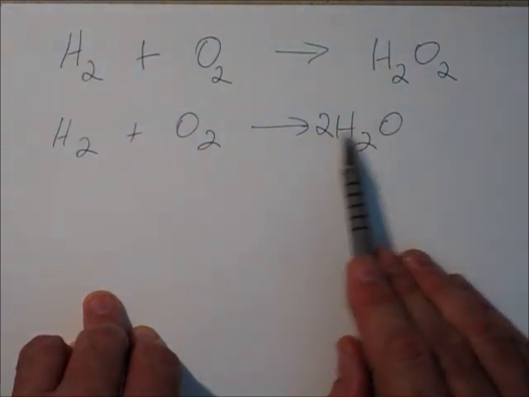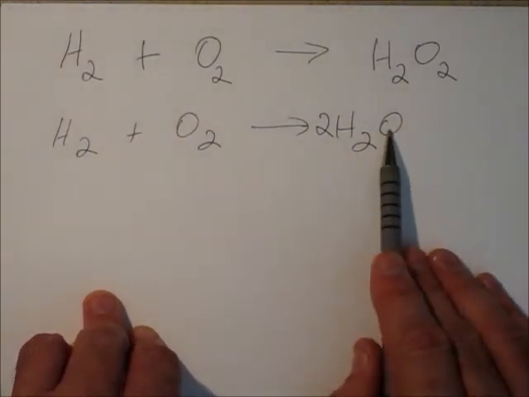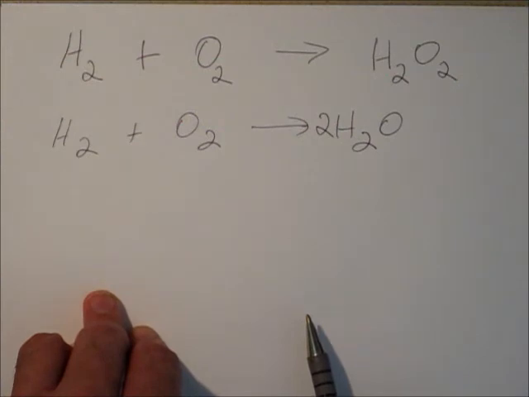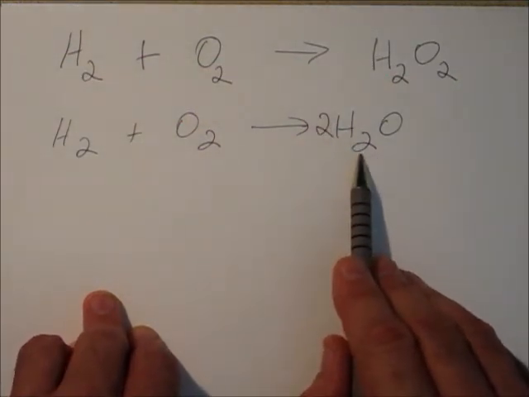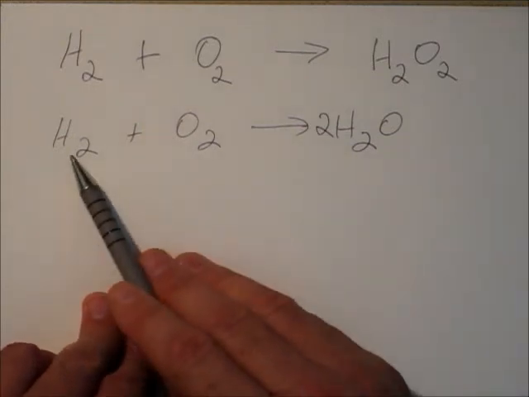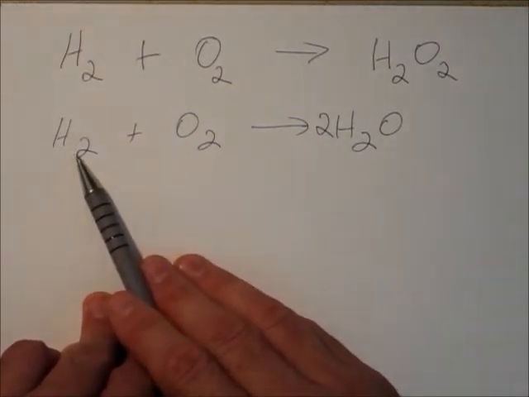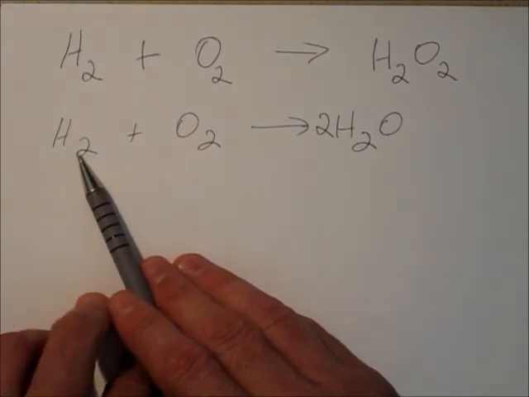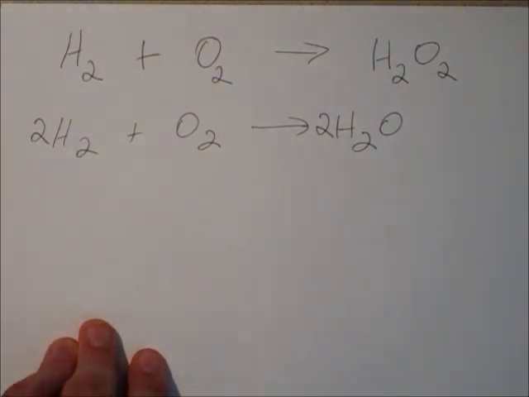So it's balanced with respect to the oxygen now. I start with 2 atoms of oxygen, I end up with 2 atoms of oxygen. The problem now is that I've got 4 atoms of hydrogen here, and I only start with 2 atoms of hydrogen. It's like 2 atoms of hydrogen have just been created out of nothing. So I have to put a coefficient of 2 here.